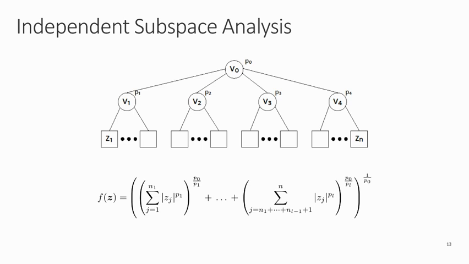ICA can be further generalized to independent subspace analysis by using LP-nested functions of this form. In this example, P0 denotes the exponent of the outer norm over all of the subspaces, and exponents P1 to P4 are the exponents of the subspaces. Using individual exponents for each subspace results in independency of these subspaces. Therefore, we can build a hierarchy of independent subspaces in latent space.